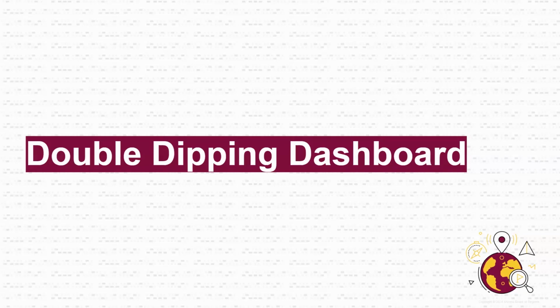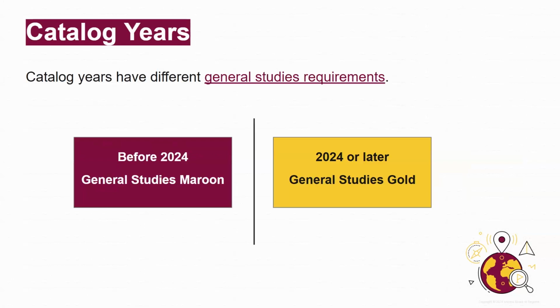Thank you, Laurie. And as Laurie mentioned earlier, the double dipping dashboard is built to explore common requirements and courses that students take within their academic plan while double dipping. It is broadly categorized into two pages within the dashboard based on the catalog years of the students: before 2024, which is General Studies Maroon, and 2024 or later, which is General Studies Gold. This is because the General Studies requirements vary between these two time periods.